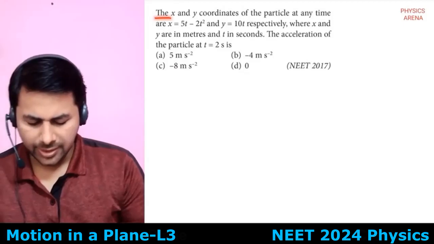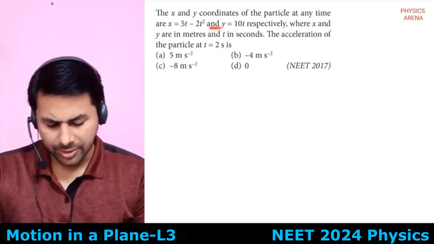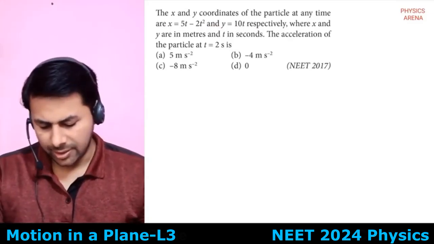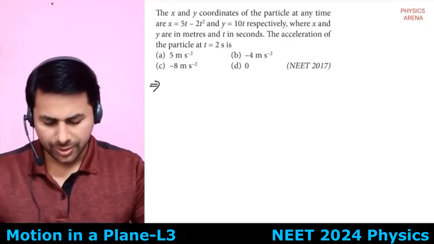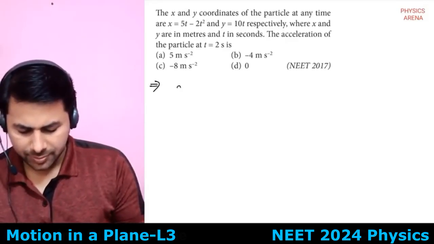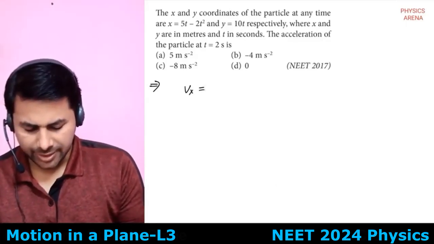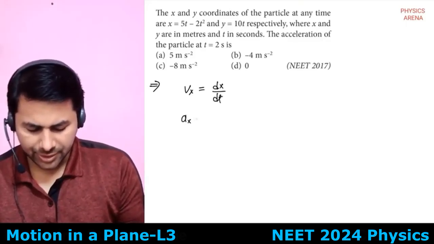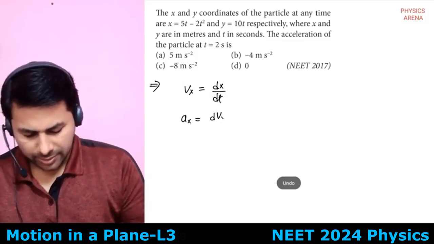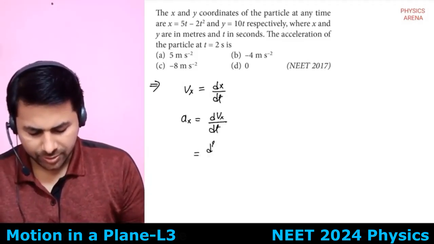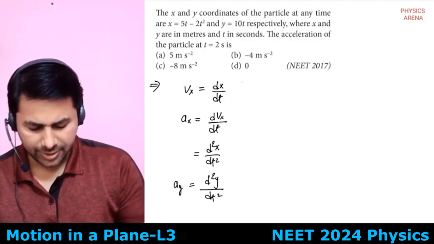Okay. So the x and y coordinates of the particle at any time are x equals 5t minus 2t square and y equals 10t respectively, where x and y are in meters and t in seconds. Find the acceleration of the particle at t equals 2 seconds. This is a straightforward question. Can you tell me what we should do? We have been given x and y, so double differentiate. Okay. So we can take vx equals dx by dt, and acceleration in x direction will be the derivative of vx with respect to t, dvx by dt, and that is equal to d2x by dt square. Similarly, acceleration in y direction will be d2y by dt square.